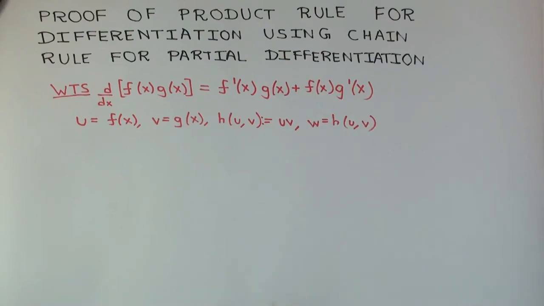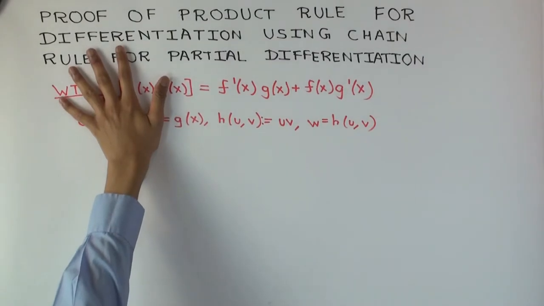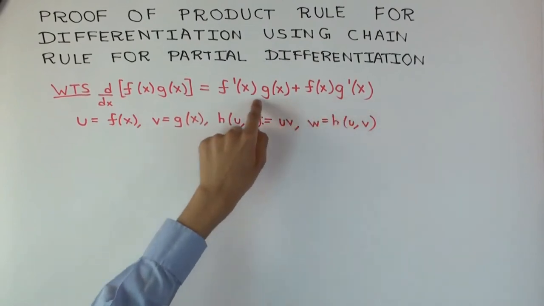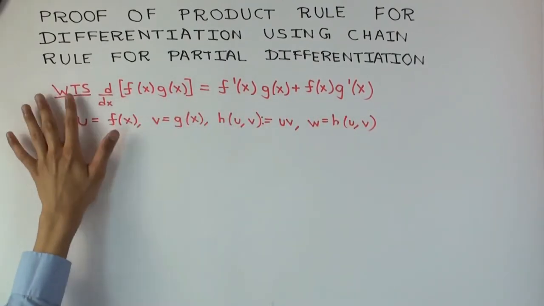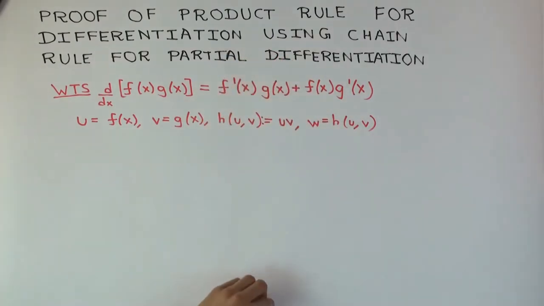Okay, so in this talk, I'm going to do something really interesting, which is I'm going to prove the product rule for differentiation, and this is the product rule for ordinary differentiation, which I have down here. So I want to show the product rule for ordinary differentiation, but to prove that, I'm going to use the chain rule for partial differentiation.